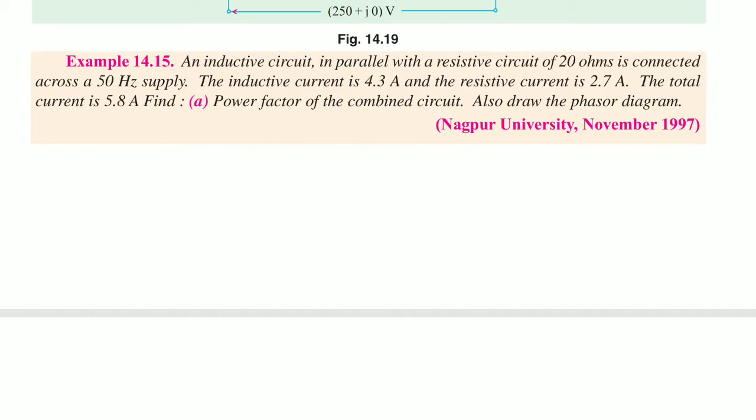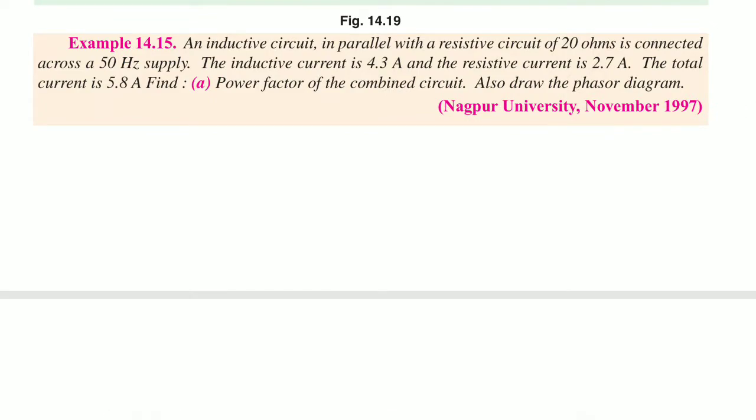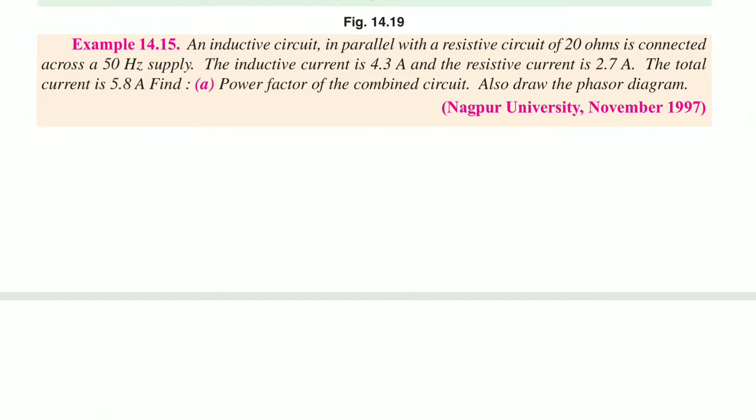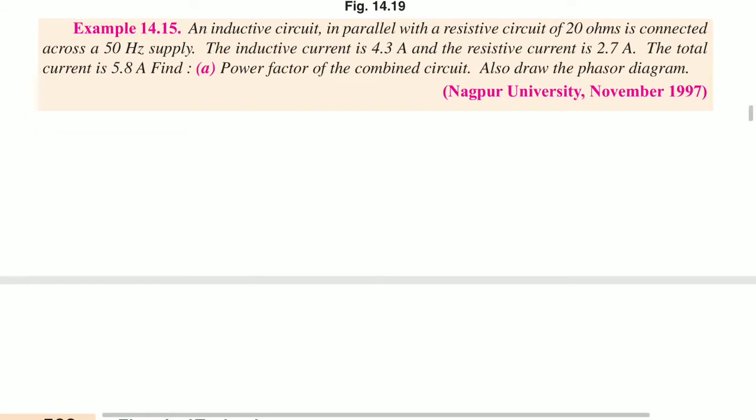So they give XL and R. XL means L here, but they didn't give XL. They gave only the resistance value. The inductive current is given as 4.3 and the resistive current is given as 2.7 amps, and the total resultant of the inductive and resistive current is 5.8. That is the given data.